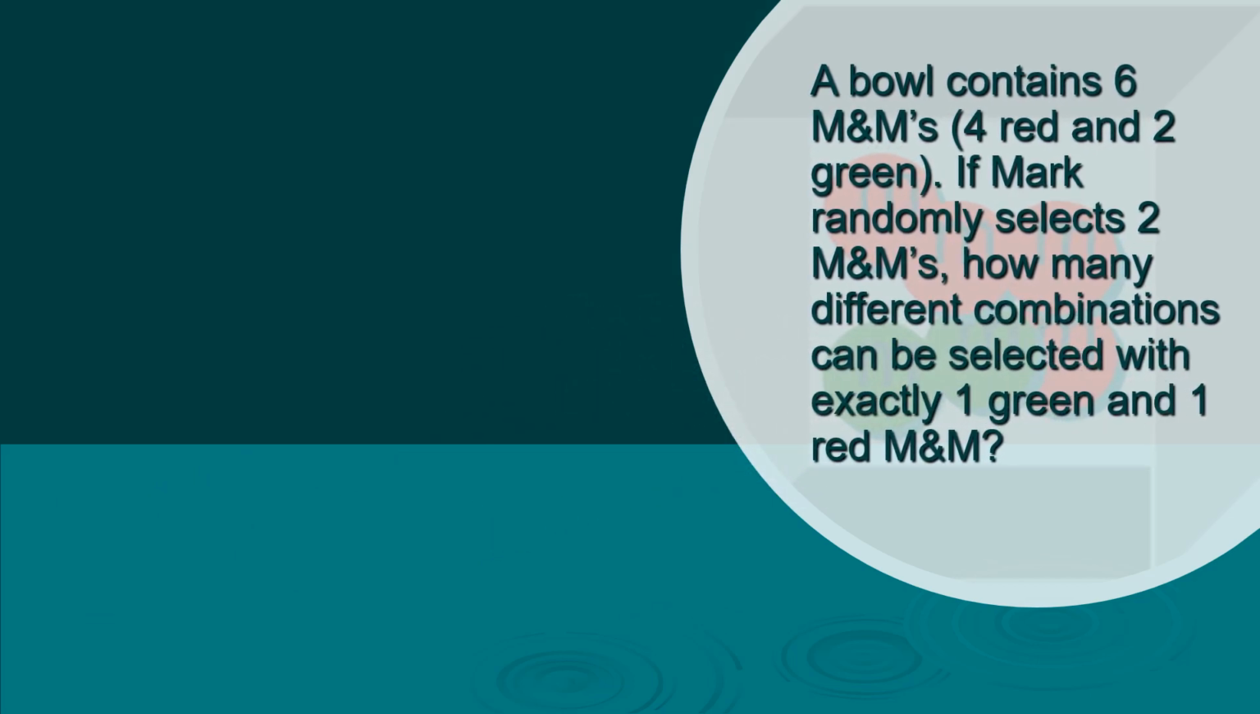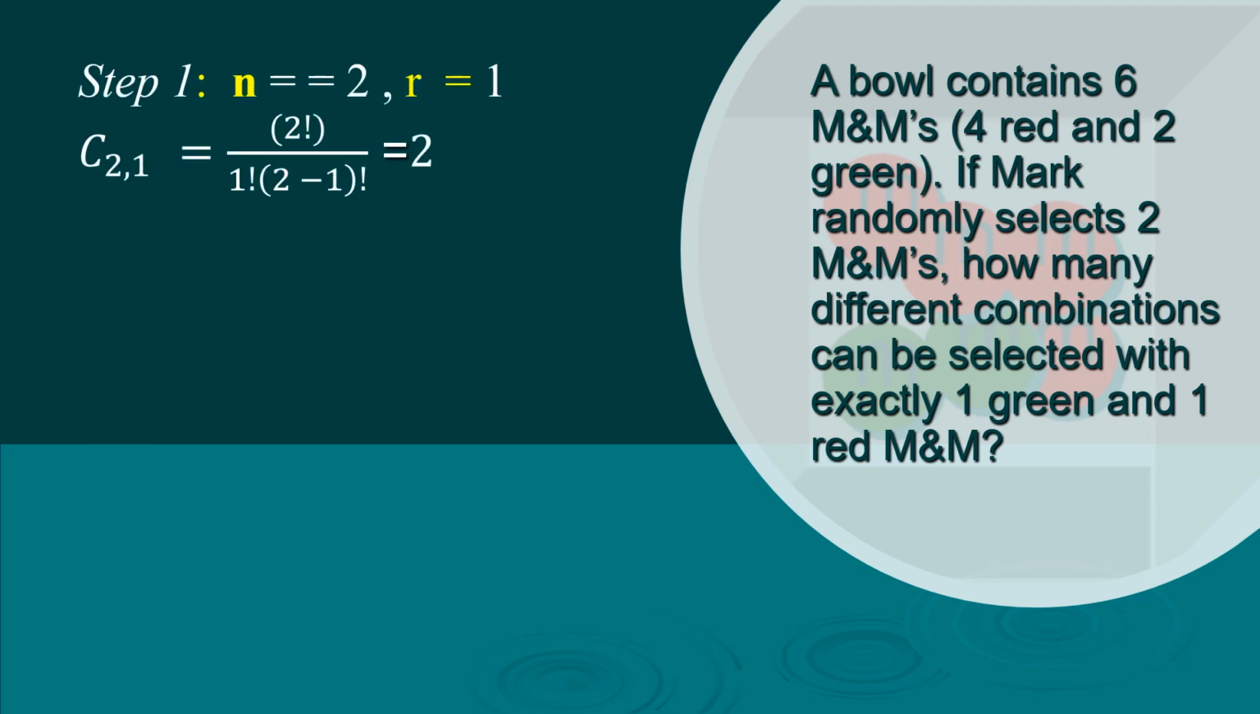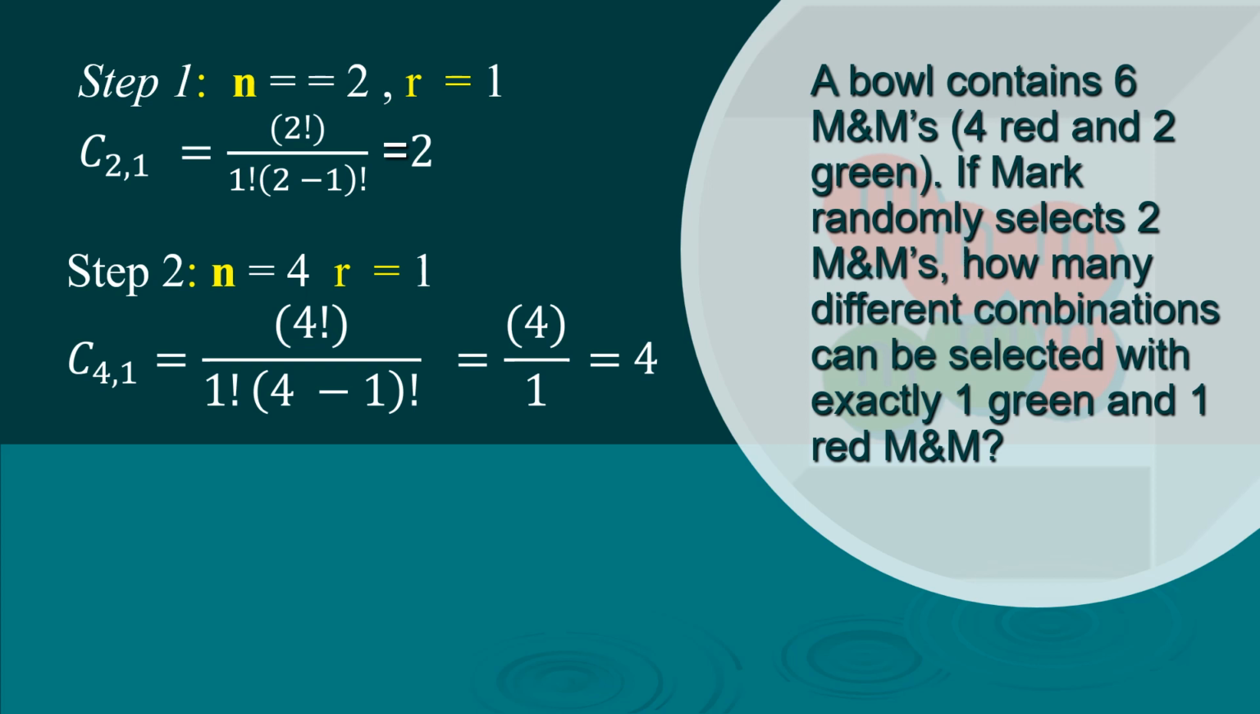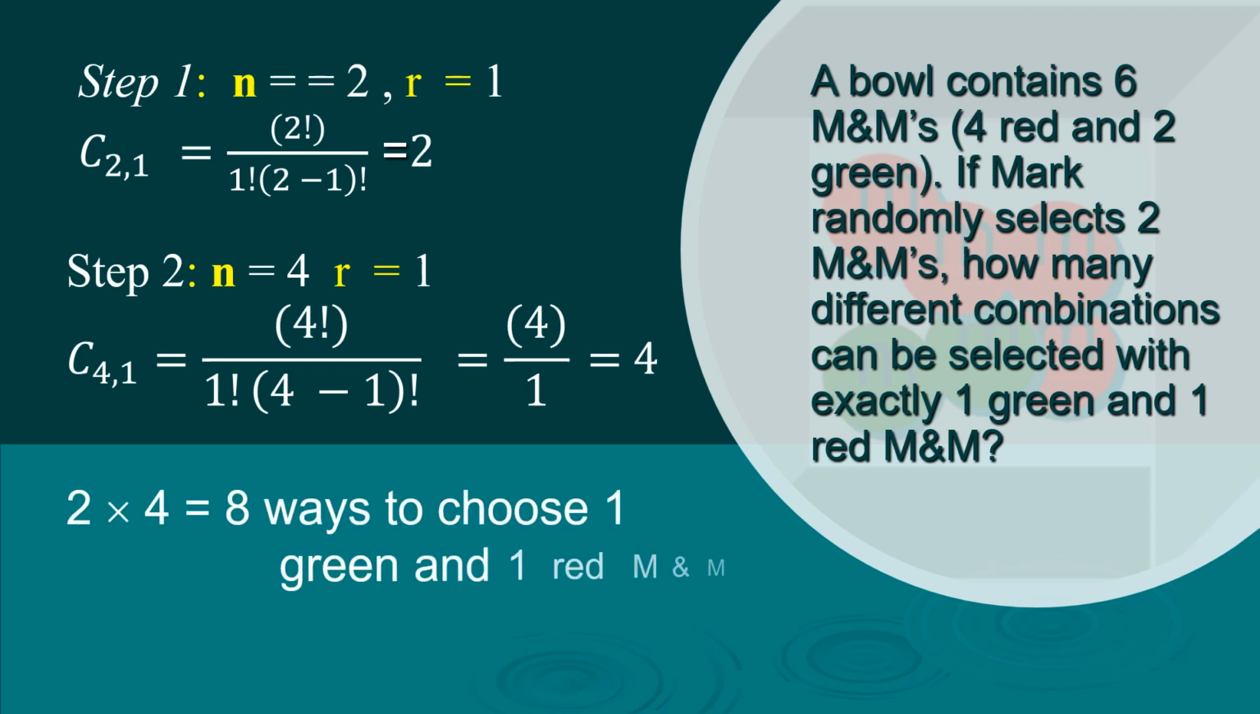What happens if Mark prefers that the two selected M&Ms should be exactly 1 green and 1 red? In the previous example, we take note that C of 2 and 1 is 2. We still need to compute for the 1 red. This will be our second step. There are 4 red in the bowl, so n equals 4, but we need only 1 red, so r equals 1. And substituting the values, we are getting 4. Again, with the mn rule, there will be 2 times 4 to choose 1 green and 1 red, or we have 8 ways.